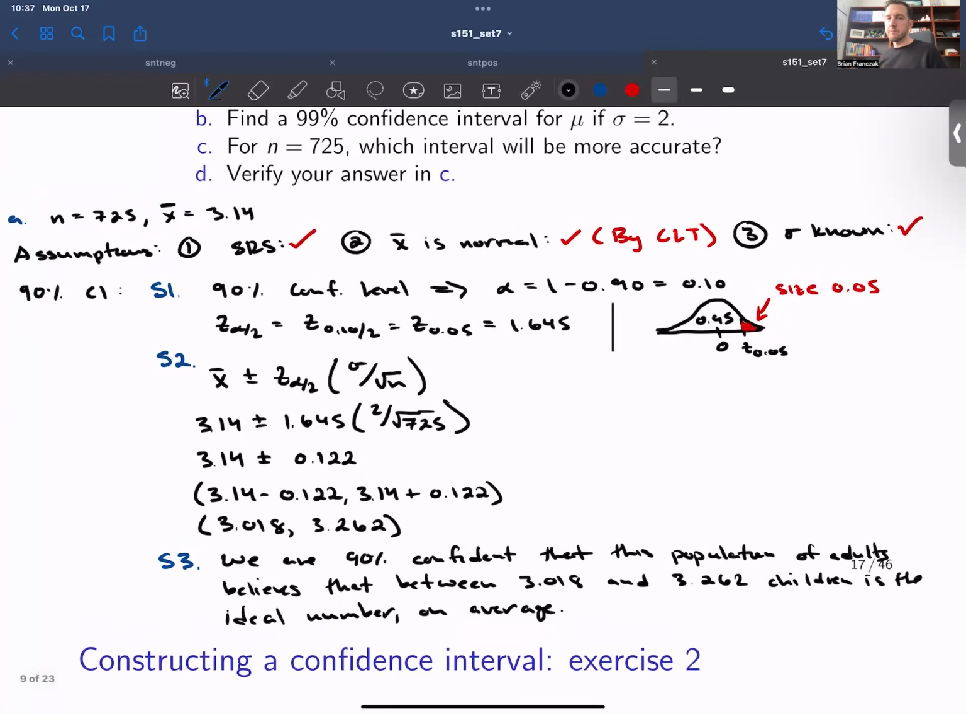Okay, in part B, it asks us to compute a 99% confidence interval. So this process is going to be exactly the same as the one that we had just undertaken, including the assumption check. All of that's going to be identical. The only difference is that we are changing the confidence level, which means that our Z-score is going to change.